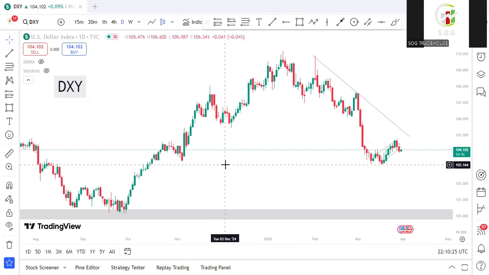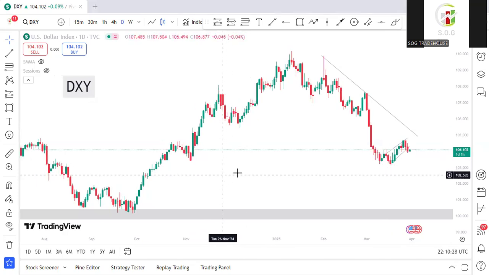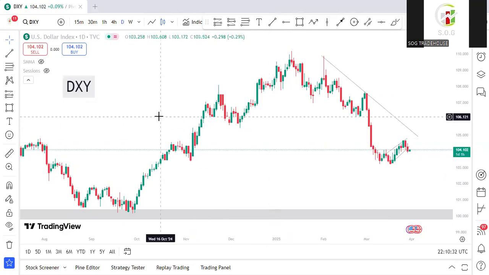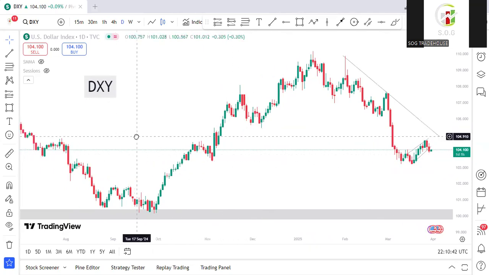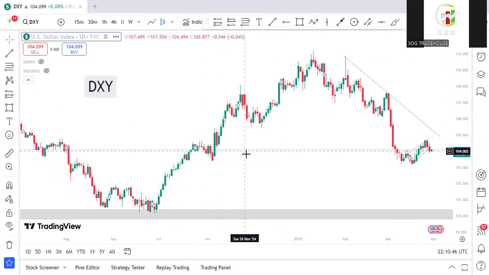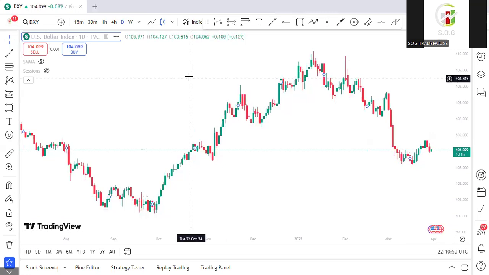So for this week, we'll be looking at DXY, USDCHF, CHFJPY, BTCUSD, EURUSD, EURCAD, and some other pairs. So for this week's market breakdown, we'll start analysis with the DXY. So I will delete everything and start the analysis afresh.